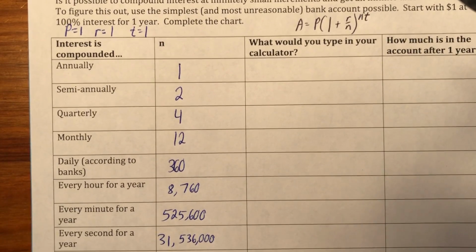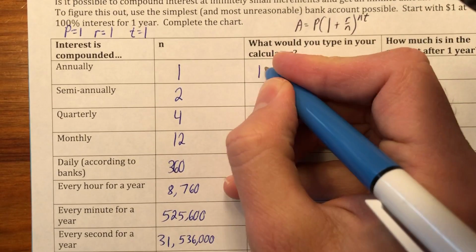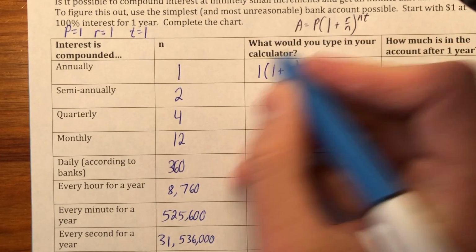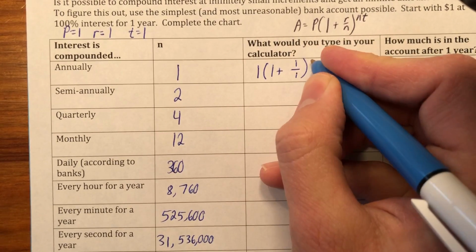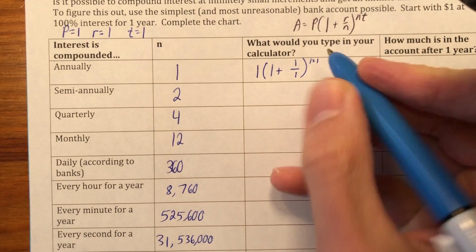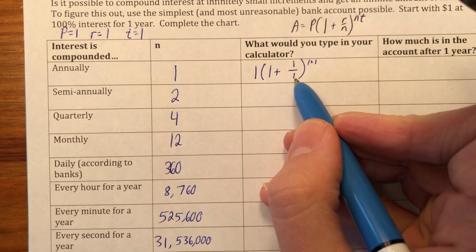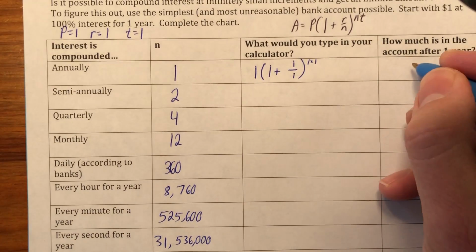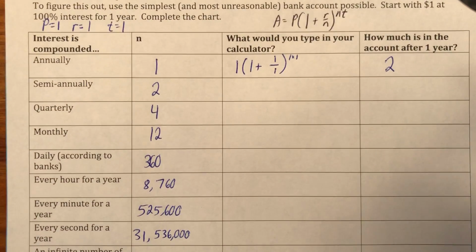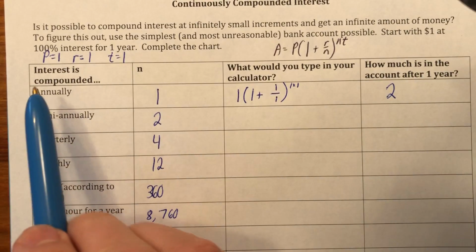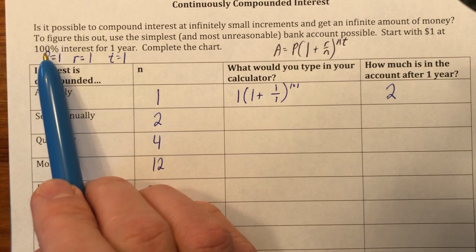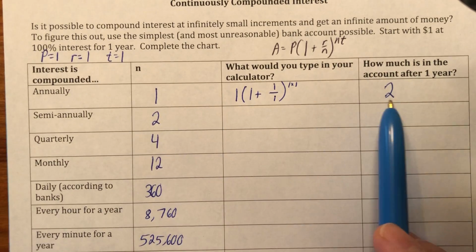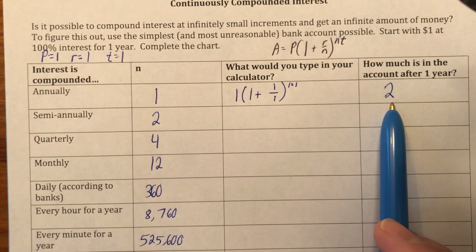Well, let's figure it out. So P is 1. 1 plus R, which is 1. N, in this case, is 1, and we're going to raise it to the 1 times 1. We can do this one in our head. 1 times 1 plus 1 to the 1 times 1. So we basically have a 1 plus 1 here, so it's just going to be 2. So here's the deal. If I have $1 I invest at 100% interest, not realistic, for 1 year, interest compounded annually, then I will get $2, or I'll have $2 at the end of the year.